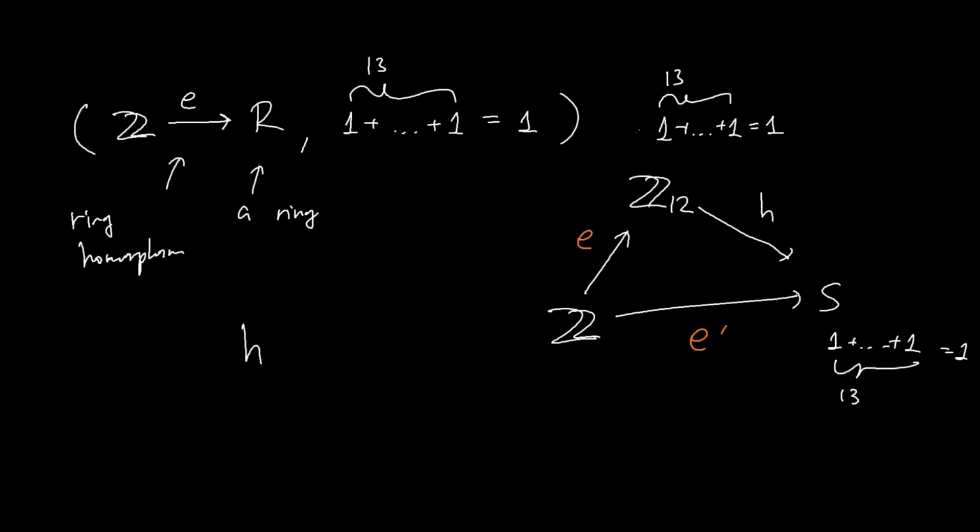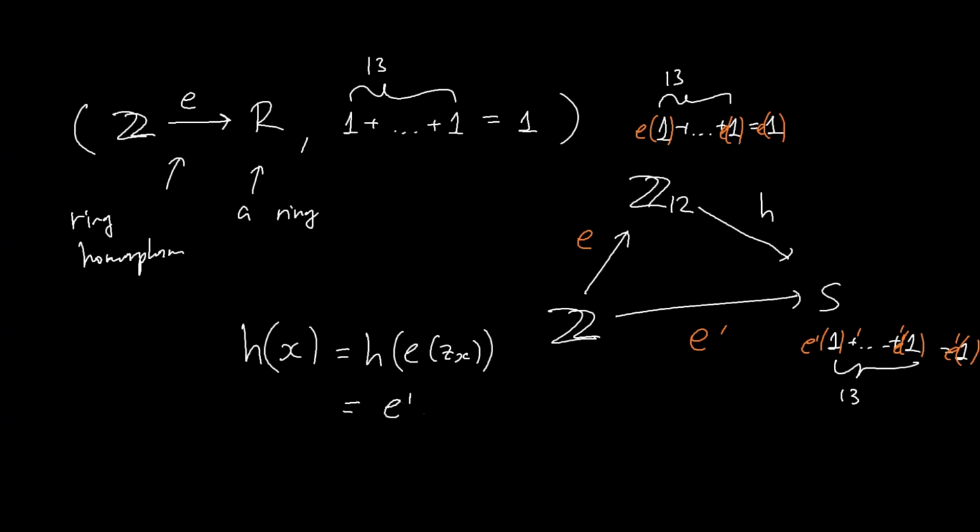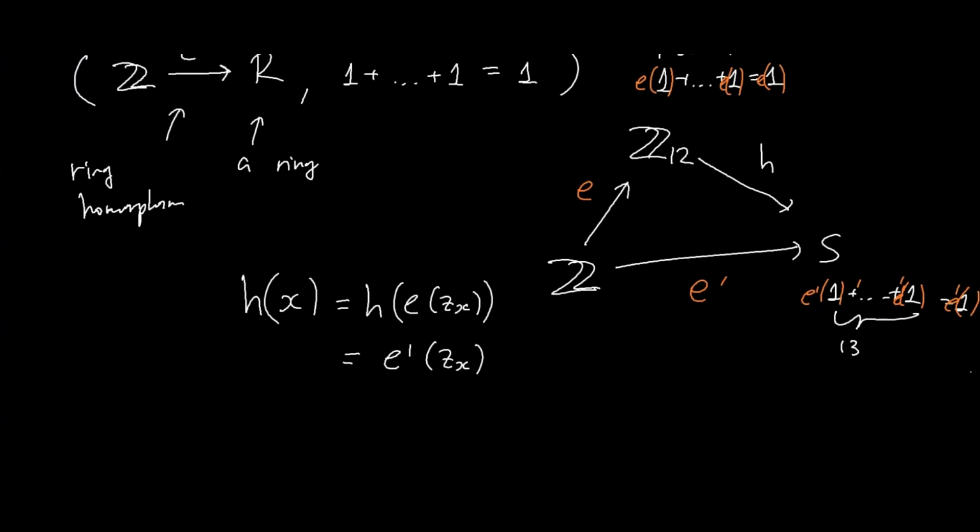So then my formula should rather be E of 1 plus E of 1, 13 times, must equal E of 1. And here it should be E prime of 1 plus E prime of 1 must be equal to E prime of 1. Okay, so everything here comes from an integer, right? And because of that, if I take H of random x, there will be some integer such that x equals E of that integer. And then because of commutativity of the triangle, this will have to equal E prime of that integer. So this does prove that there is at most one H.